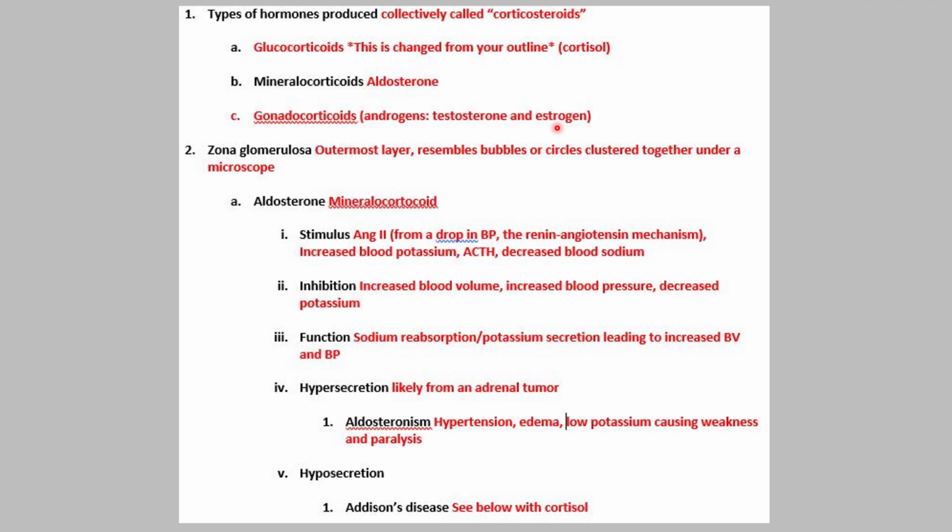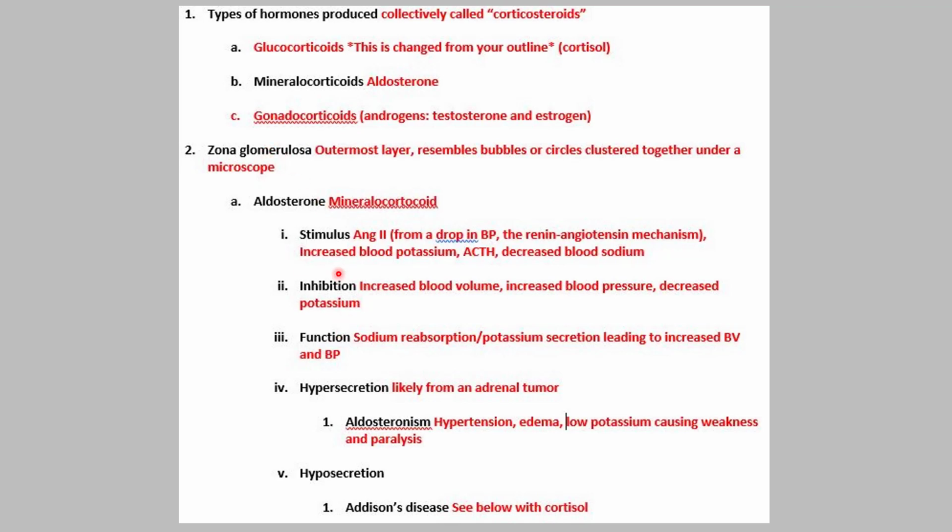So what we're going to do is start layer by layer and go through the different parts of the adrenal cortex, starting with the most superficial, or the outermost layer, the zona glomerulosa. Like I said, it kind of resembles bubbles or circles or spheres under the microscope. And this is where mineralocorticoids come from. This is where aldosterone comes from. So it is a steroid hormone released by the zona glomerulosa.